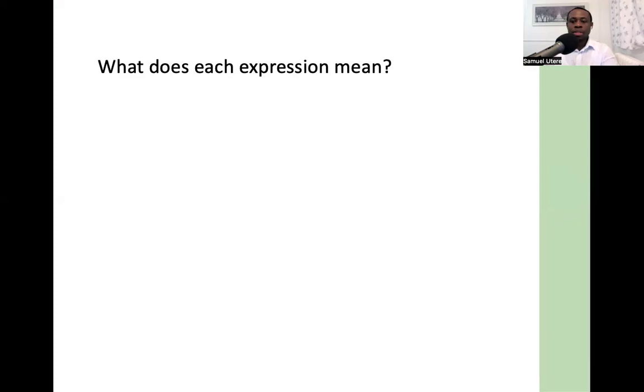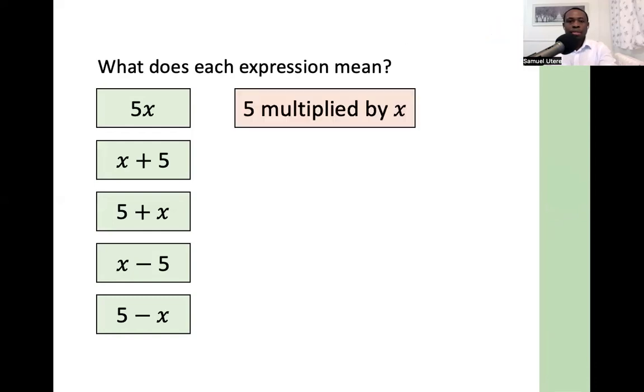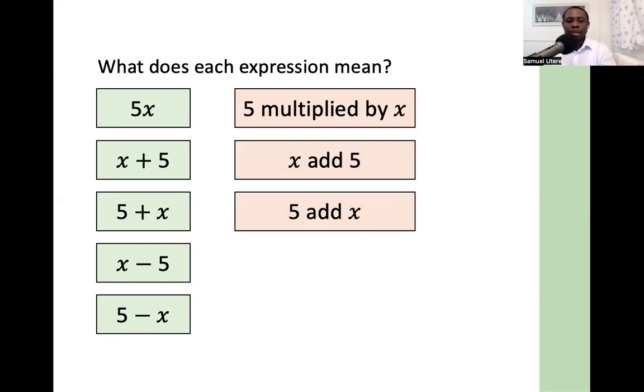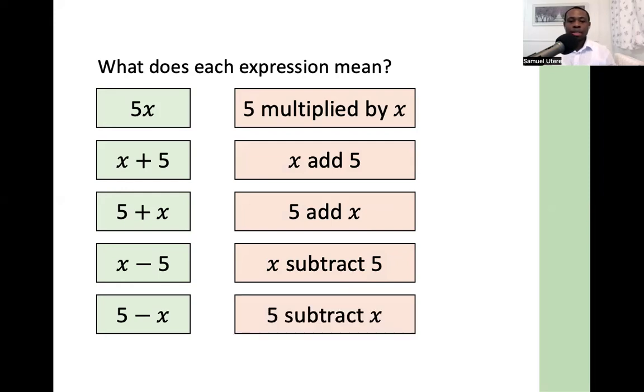What does each of these expressions mean? I want you to have a think before I reveal what they each mean. Well, you should recall that 5x means 5 multiplied by x. In our previous algebra lesson, we had learned these facts. x plus 5 means x add 5. 5 plus x means 5 add x. x minus 5 means x subtract 5. And then 5 minus x means 5 subtract x.